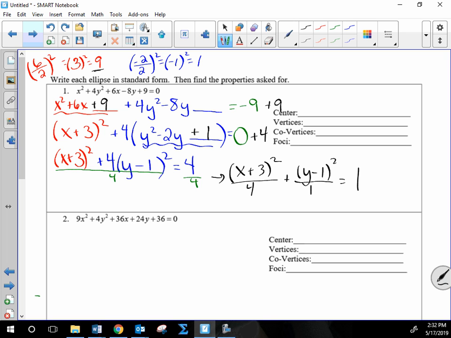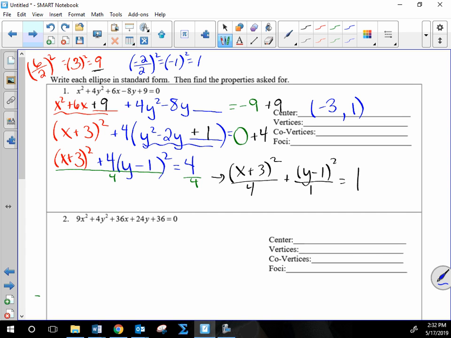So it was a bit of work, but it really wasn't too bad to get this into a format that we recognize. Now we can so much more easily write our center, our vertices, our co-vertices, and our foci. By the way, I was pronouncing it wrong. It's not foci, it's foci. Okay, so now let's go and answer our little pieces of information here. What is our center? Negative 3, 1. Good.